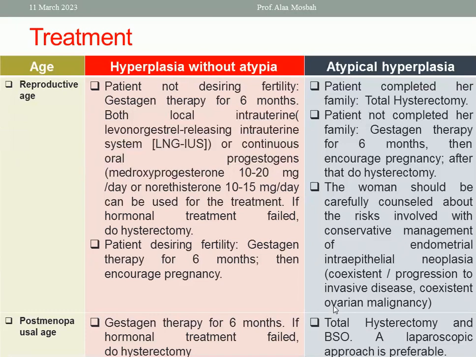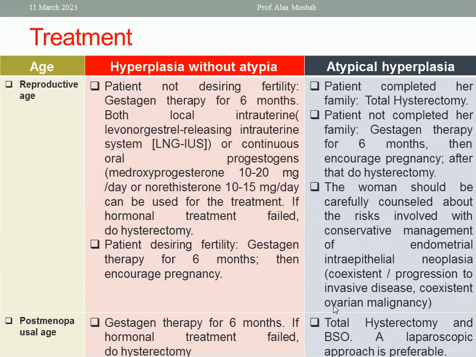Okay, what is the alternative? If the patient refuses to use levonorgestrel releasing intrauterine system for any reason, or if it is not available, you can go to the alternative, which is oral progestogen, medroxyprogesterone, 10 to 20 milligram per day, or norethisterone, 10 to 15 milligram per day, continuous every day till the end of 6 months. Okay?